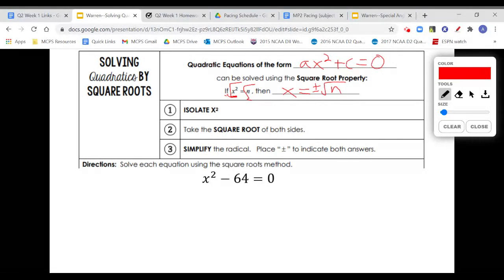So now we can go ahead and move on to this example. So we have 3 steps to solving. First, we have to isolate x squared, then we take the square root of both sides, and then we simplify the radical. These 3 steps are very similar to steps that we would use to solve any other equation as well. The first thing is to isolate the x squared term. This is basically the same thing we've always done, essentially isolating the term that has x in it. So in order to do that in this example, I'm going to have to start by adding 64 to both sides. And when I do that, I'm going to be left with x squared is equal to 64.